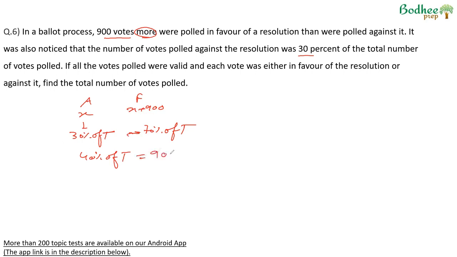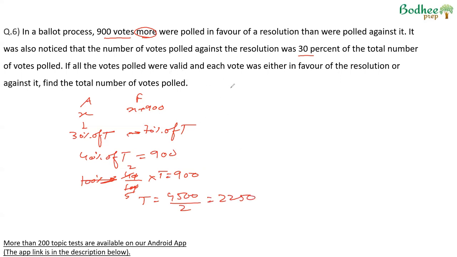And that should be equal to 900 because extra 900 votes were polled. Multiply by 2.5 to find the total number of votes polled, so 100% of T. From here we will solve: 40 upon 100 into T is equal to 900. The zeros cancel. 9 times 2.5 is 22.5, so T becomes 2250. Total number of votes polled is 2250.